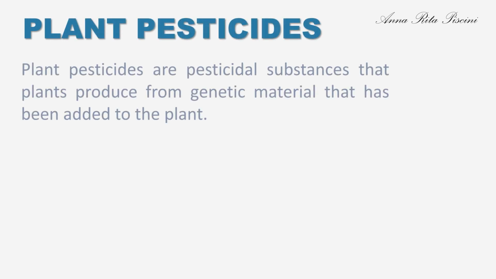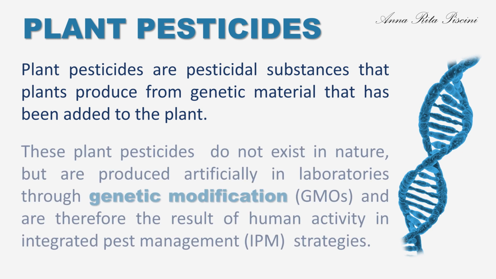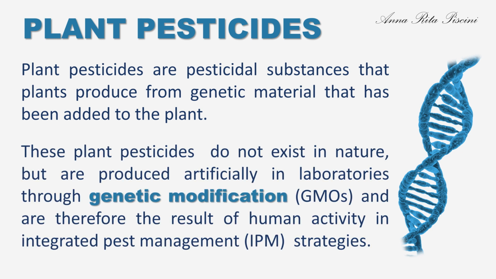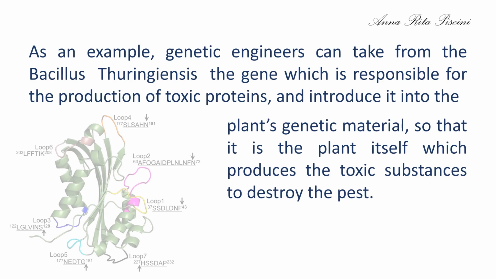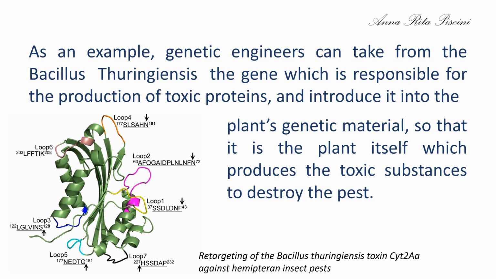Plant pesticides. Plant pesticides are pesticidal substances that plants produce from genetic material that has been added to the plant. These plant pesticides do not exist in nature, but are produced artificially in laboratories through genetic modification, so they are GMOs, and are therefore the result of a human activity in integrated pest management strategies. As an example, genetic engineers can take from the Bacillus thuringiensis the gene which is responsible for the production of toxic proteins and introduce it into the plant's genetic material, so that it is the plant itself which produces the toxic substances to destroy the pest.